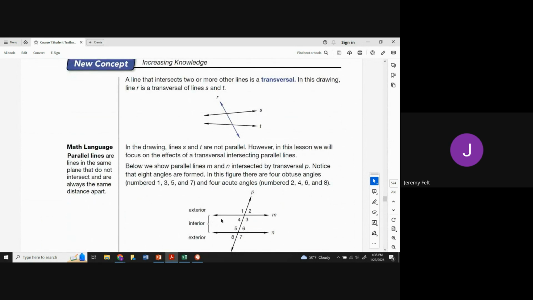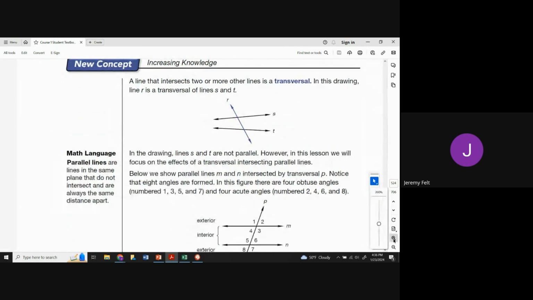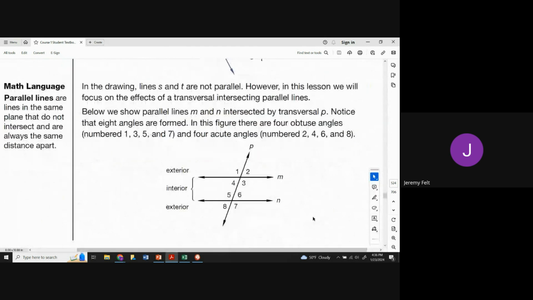Now, what happens is if we have 2 parallel lines that's cut by a transversal, then we have a whole bunch of different properties and different rules we can apply. So when we're looking at this, angles 3, 4, 5, and 6, we call those interior angles because they're on the inside of the parallel lines. 1, 2, 8, and 7, we call those exterior angles. And then we have supplementary angles, like 1 and 2 have to add up to 180 because it's a straight line. 1 and 4 have to add up.